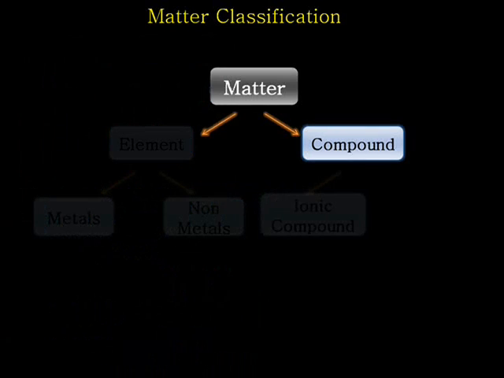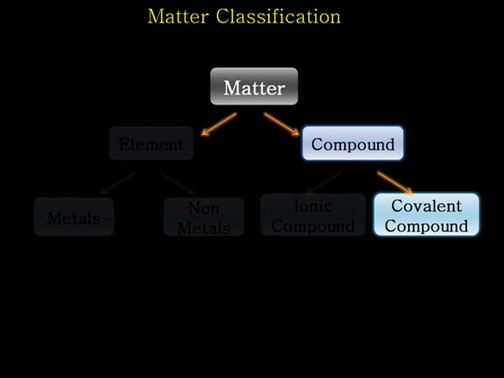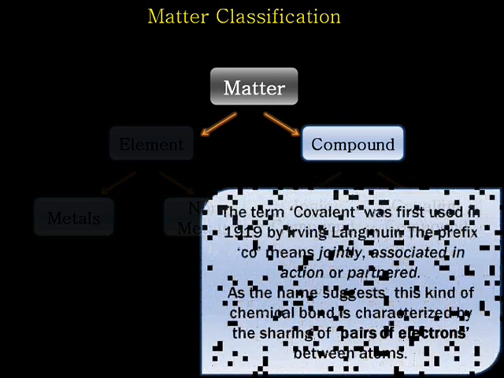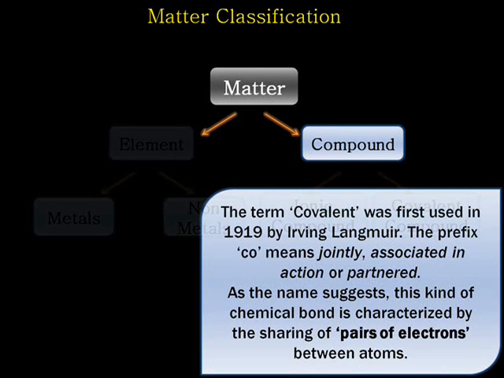The other type of a compound is known as a covalent compound. The term covalent was first used in 1919 by Irving Langmuir. The prefix co means to exist jointly or to be associated or partnered. As the name suggests, covalent. This kind of chemical bond is characterized by sharing of paired electrons between the atoms.